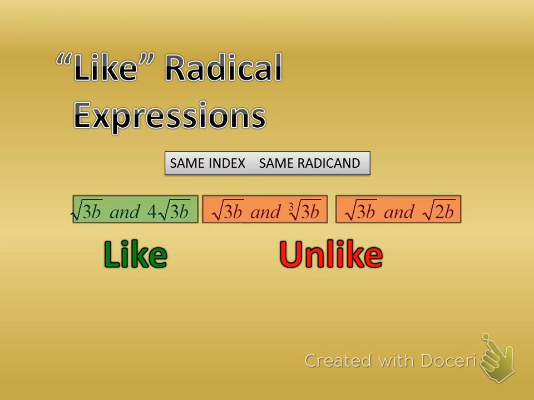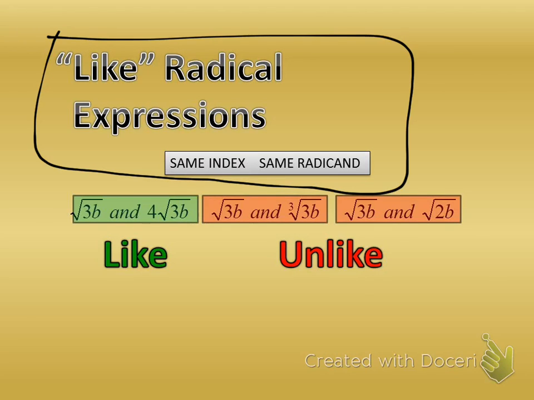Okay, you don't need to write that bottom part. Just make sure you write this part down here. Okay, like radical expressions, because now we're going to move into adding and subtracting them. In order to be considered like, you need to have the same index and the same radicand. Remember, radicand means the stuff on the inside. So the inside has to be the same. That's always been true. The new part is the same index.